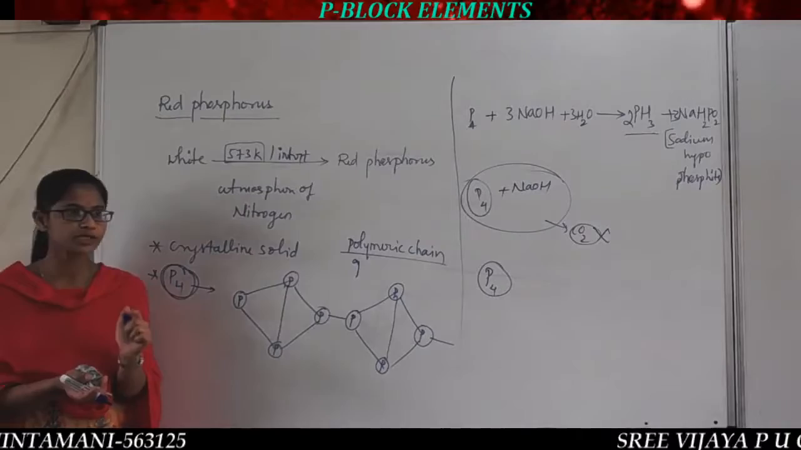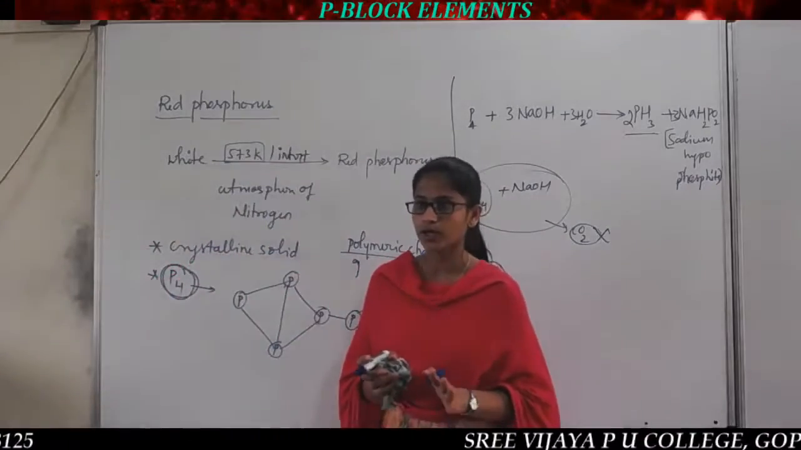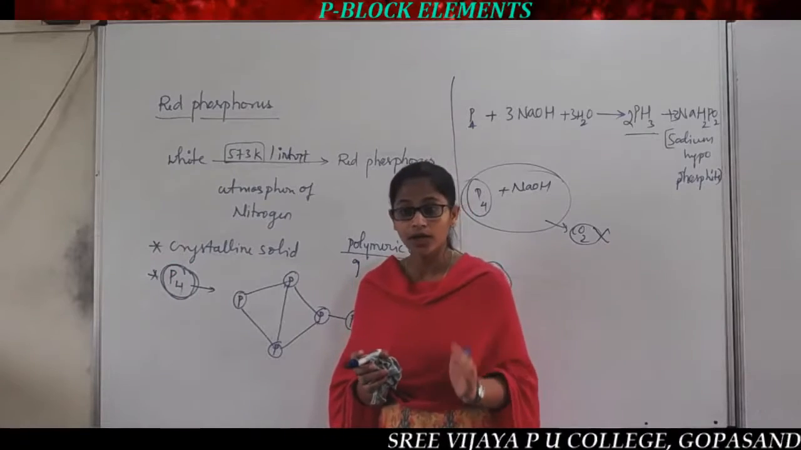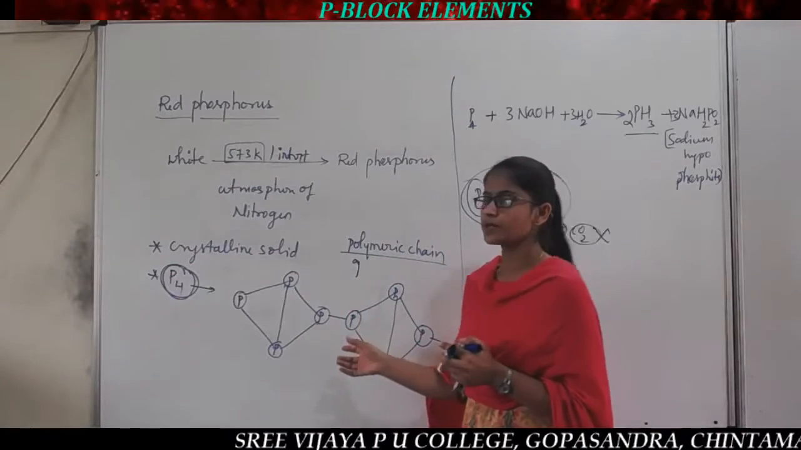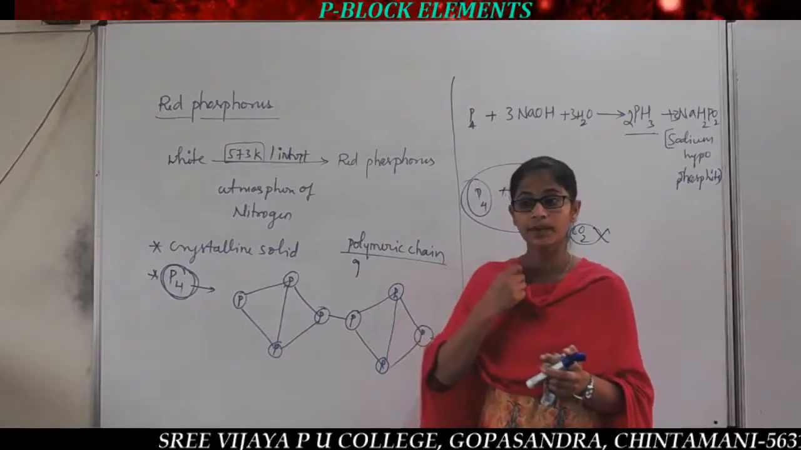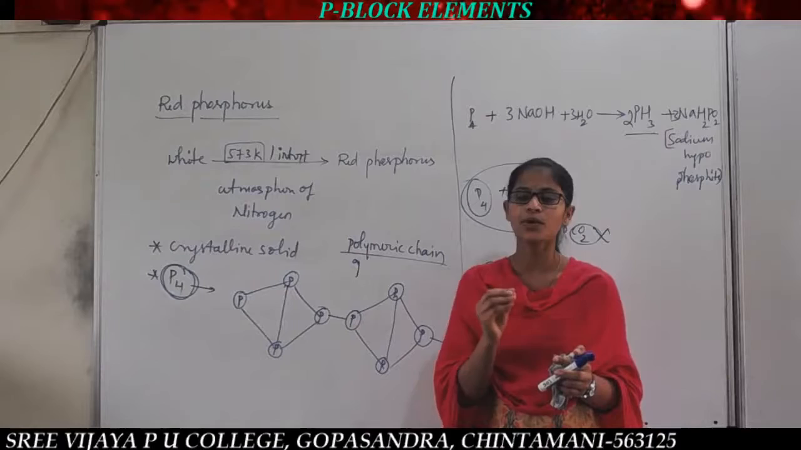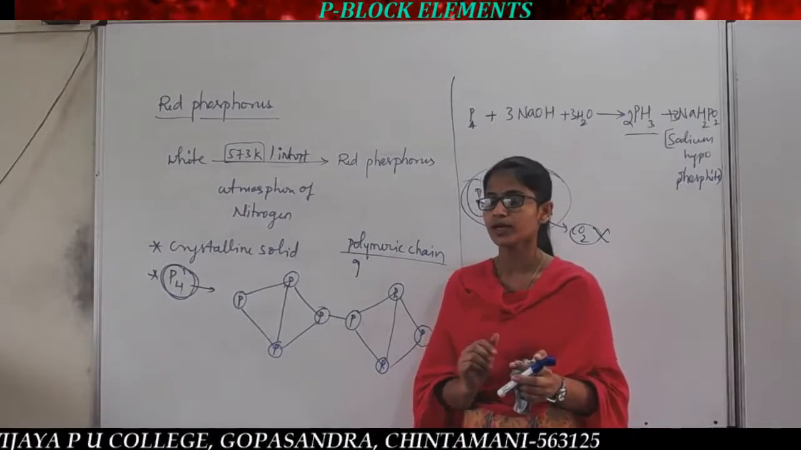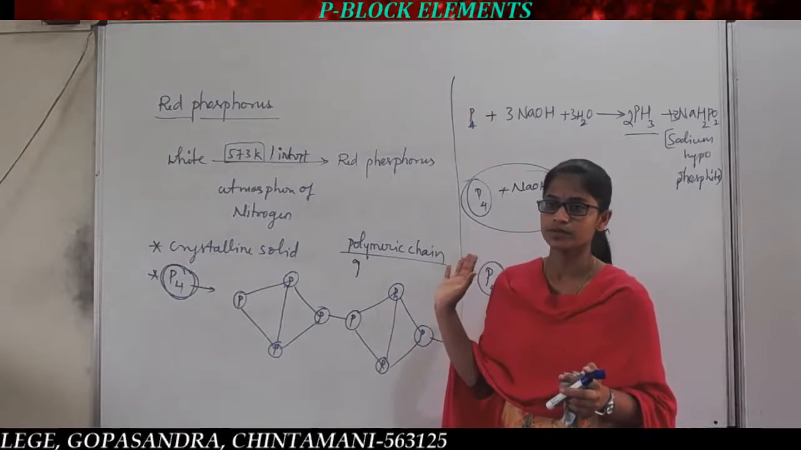In case of white phosphorus, they exist as free molecules with the molecular formula P4. Okay, they occupy the regular tetrahedral structure. But in case of red phosphorus, it also exhibits the P4 molecular state, but in a linear fashion. We call it a polymeric chain fashion. Okay, it's a major difference between white phosphorus and red phosphorus.